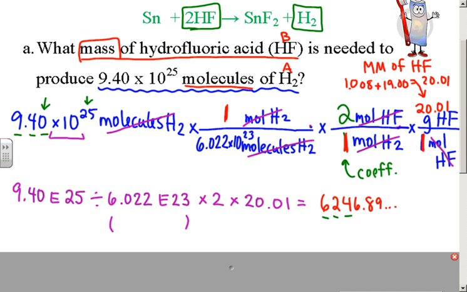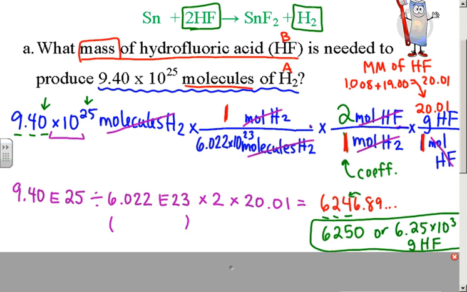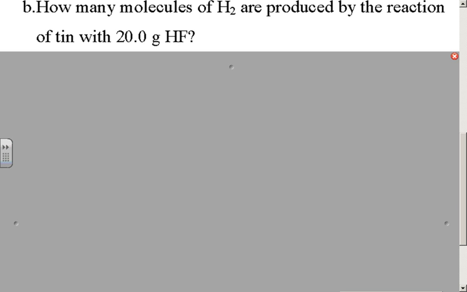In order to write this correctly, I can write this as 6,250, because that 6 after the 4 means it has to get rounded up. Or I could put it in scientific notation, 6.25 times 10 to the third. Either way I write it, I need the correct label on there. The label in this case is grams of HF, grams of hydrofluoric acid. And if you got that on your own, congratulations. If not, I hope this helped.